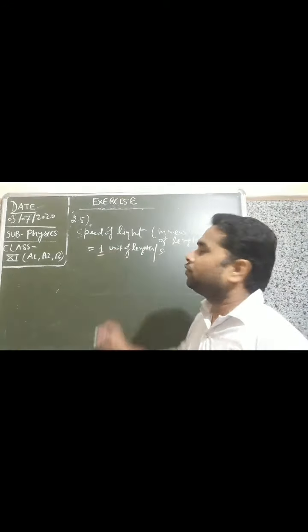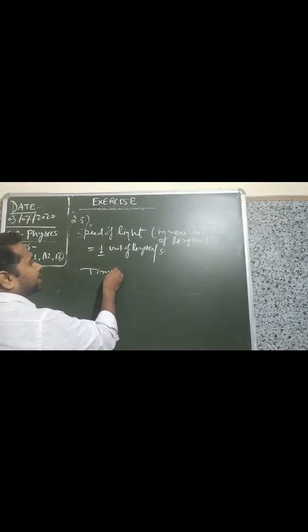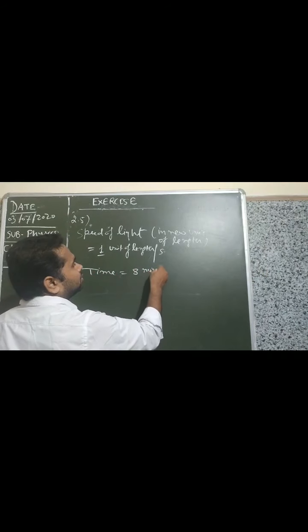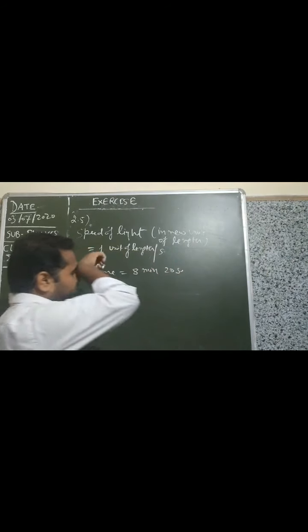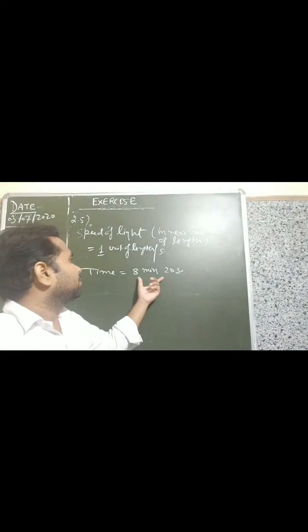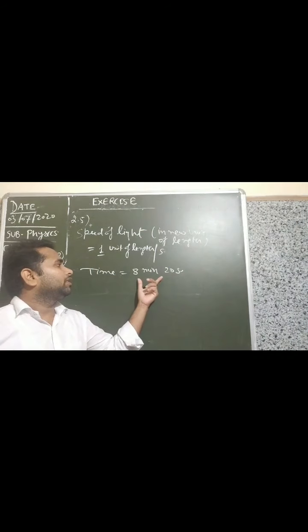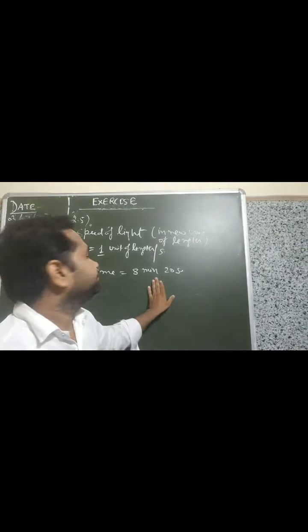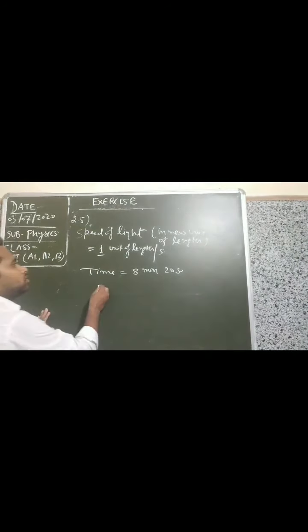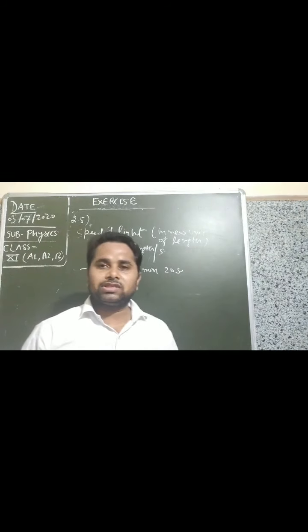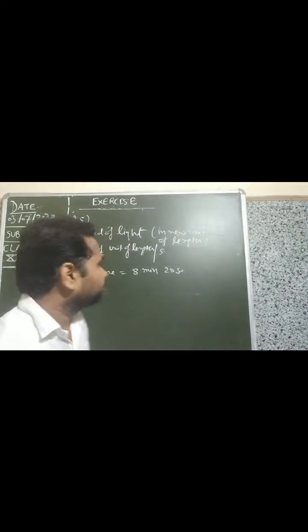So speed is 1, and the time taken is given as 8 minutes 20 seconds. This is a very important value. You should remember this value. 8 minutes 20 seconds is the time taken by the light to reach the earth from the sun. So you know the formula: speed equals distance upon time. So distance equals speed into time.